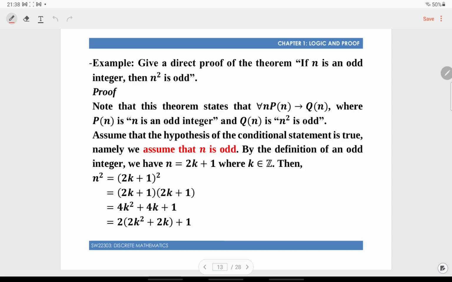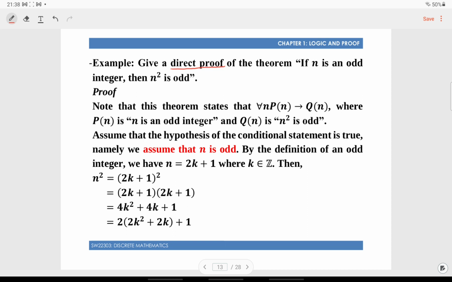Now we consider the following example. Give a direct proof of the theorem: if n is an odd integer, then n squared is odd. This is the given statement. So we need to prove this statement by using direct proof, because the question specifies the way to prove the given statement. You cannot use other methods because the question specifies you need to use the direct proof. Let's see how to prove this statement.